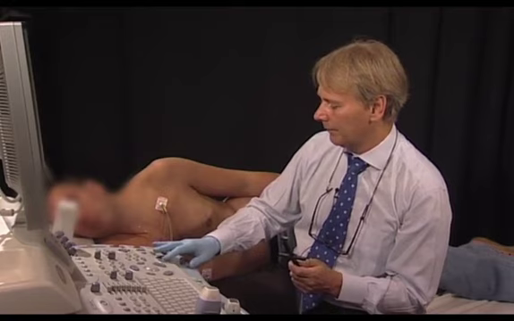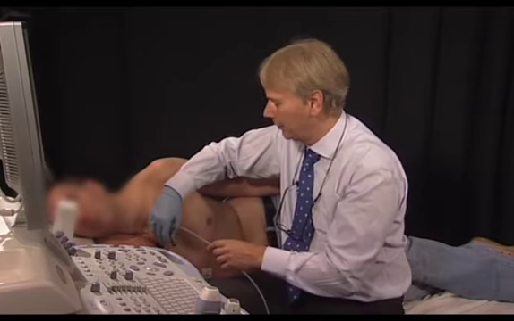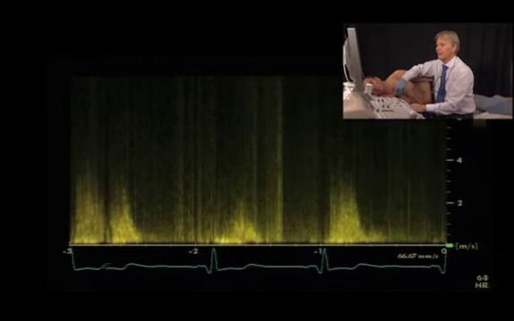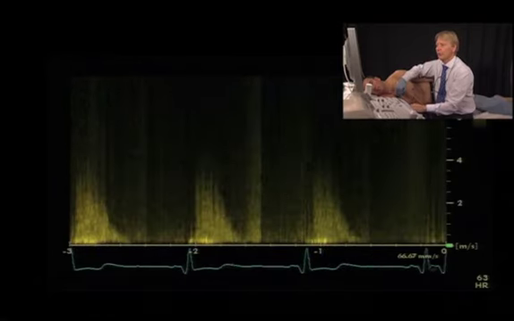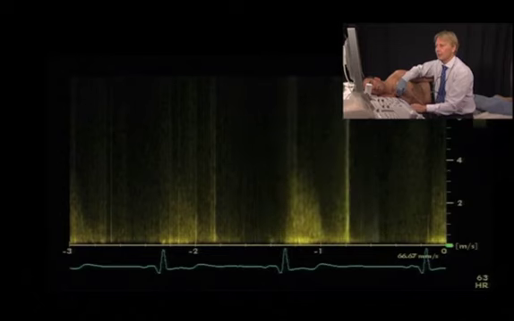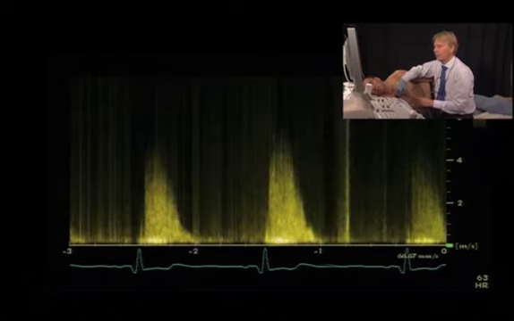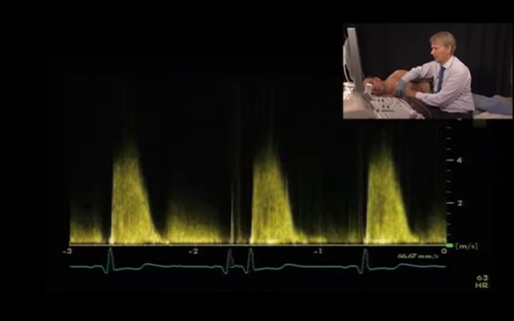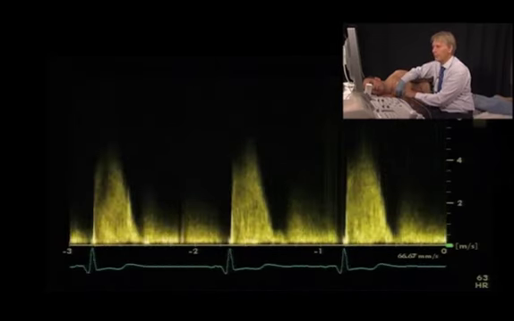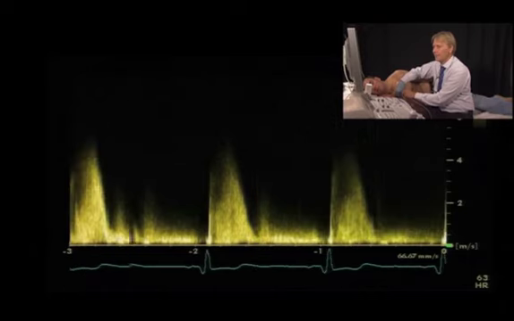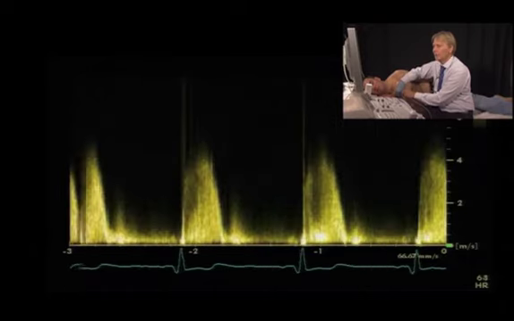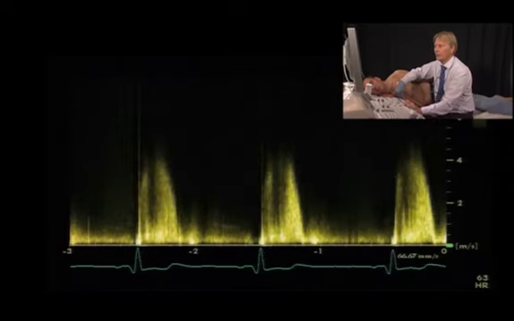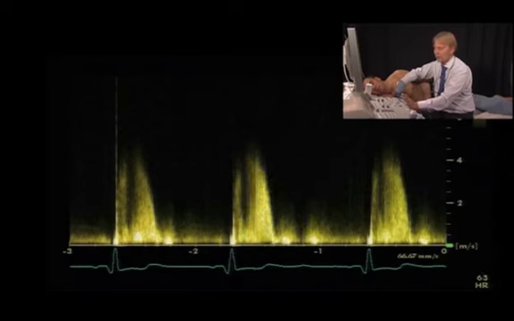So we'll start with a position where we're located in the third intercostal space. In here we see a signal which is the aortic valve, but not in a very good quality. So I will now tilt the transducer more cranial, and the signal improves. Small motions, and the velocity is somewhere in the region of maybe 4.5 meters. But we do not know if this is really the maximal velocity.